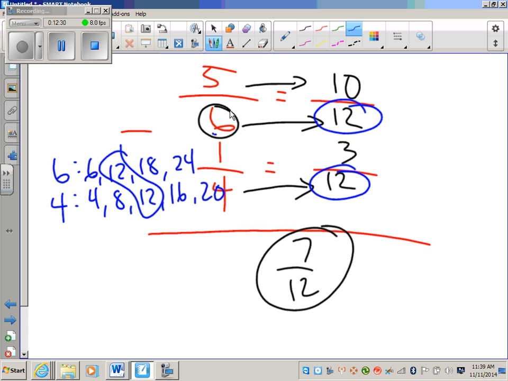So here's what I had first, right? I had a 6, but I changed it to 12. What did I use multiplication-wise to get from 6 to 12? If I multiply the bottom of this fraction times 2, then I have to multiply the top times 2. And over here, 4 times what gives us 12? 3, so I'm going to multiply the top. 1 times 3 equals 3. That's how we get it.